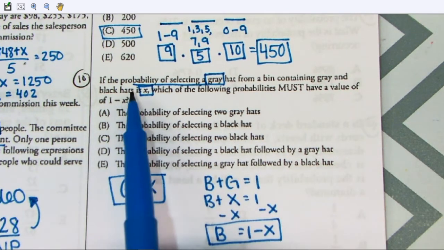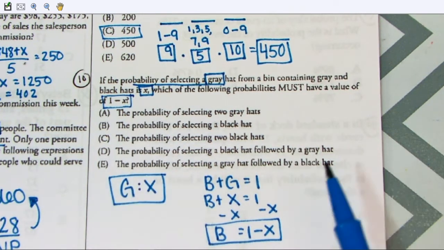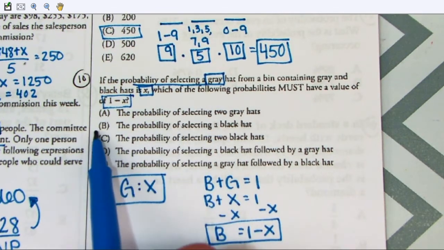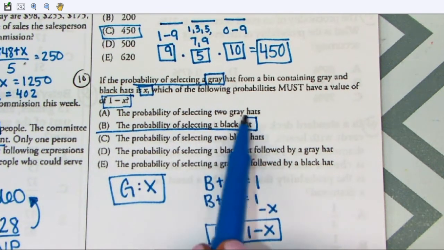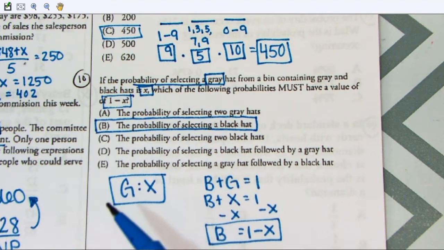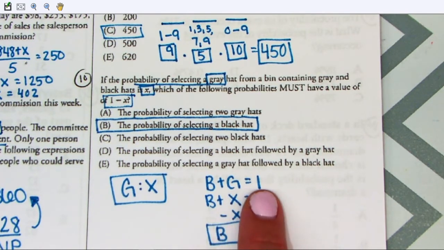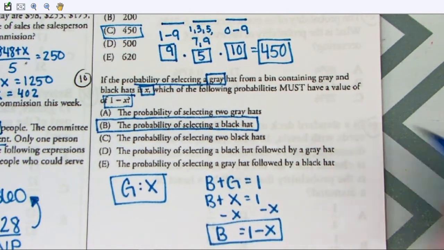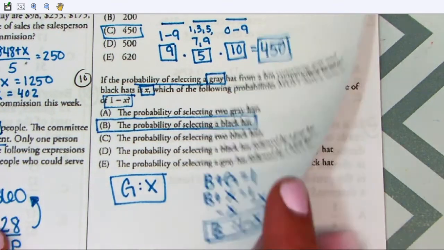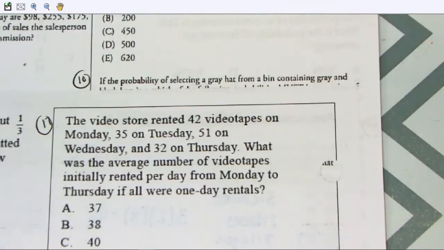So if we're looking for the value of 1 minus X, that is the probability of selecting a single black hat, because the probabilities have to add up to 1, and there are only 2 options. Black probability plus gray probability has to equal 1. So just kind of setting up an equation and thinking about that will help you. All right, next one, number 12.